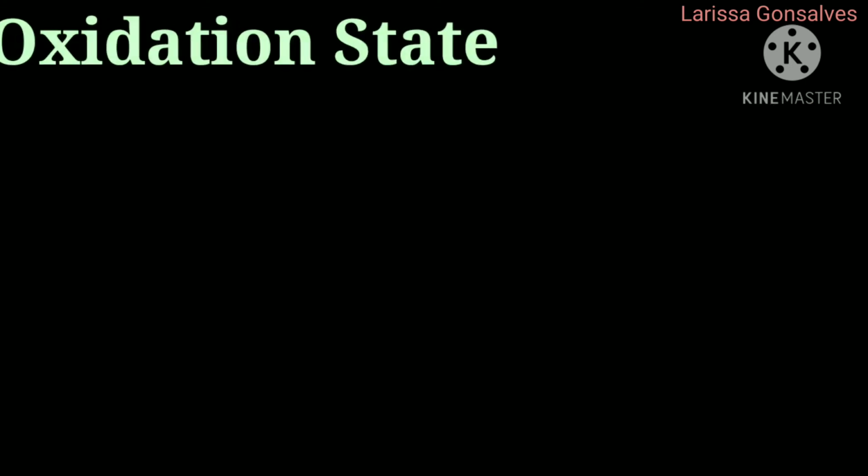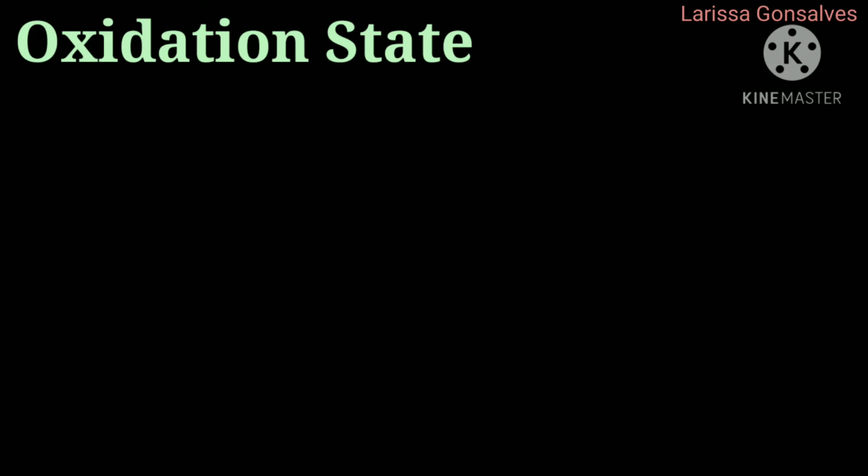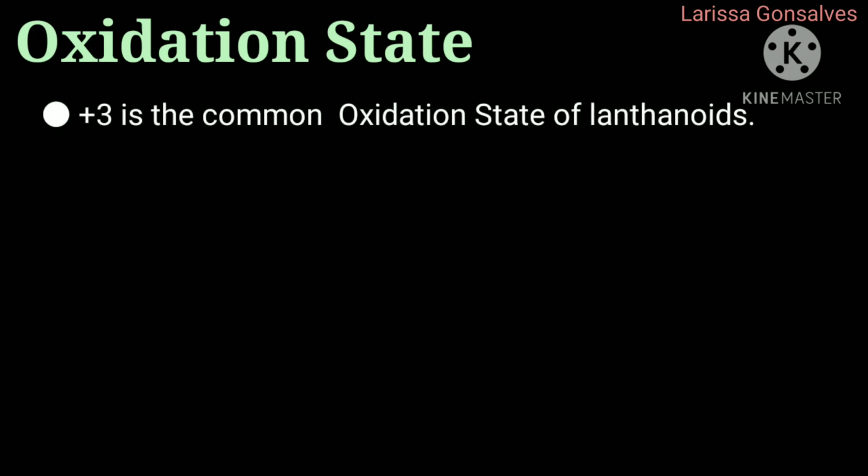Next is the oxidation state of lanthanoids. +3 is a common oxidation state for all the elements belonging to the lanthanoid series. In this, 2 electrons from s and 1 electron from d are removed. The electrons in the 4f orbital are strongly screened by the electrons present in the inner 5s and 5p orbitals, and that is why they do not participate in the bonding.